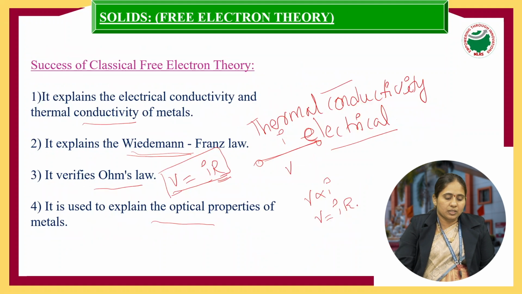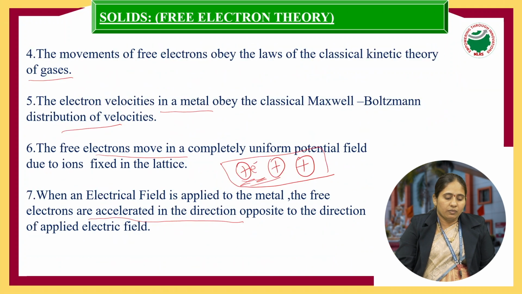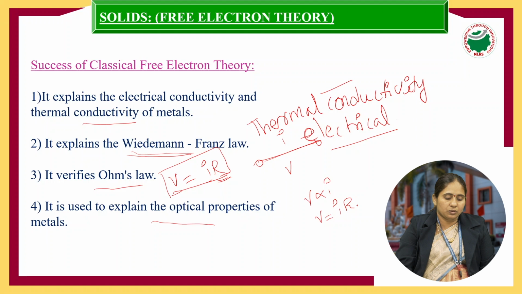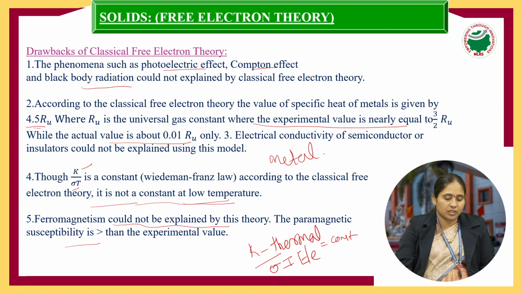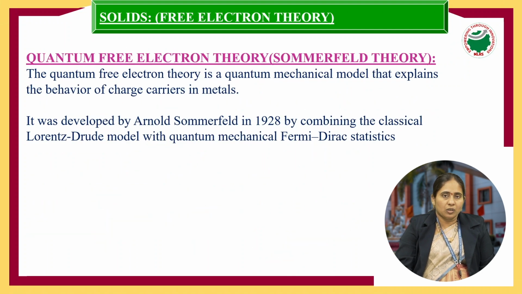Next, we have the advantages or successes, and then the failures or drawbacks. The next development, the second stage of the free electron theory, is the quantum free electron theory. The quantum free electron theory was proposed by Sommerfeld in the year 1928, based on the laws of quantum mechanics, and it also obeys the laws of Fermi-Dirac statistics.